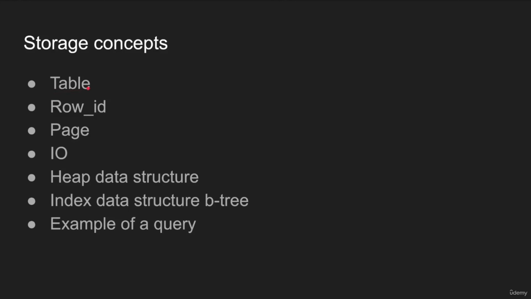So we're going to discuss what a table is from a logical point of view. We're going to discuss the row ID concept, the unique identifier of the row. We're going to discuss what a page is, what an IO is, a heap, an index data structure, B-trees, and finally, we're going to give you an example of how a query performs on the heap versus an index.